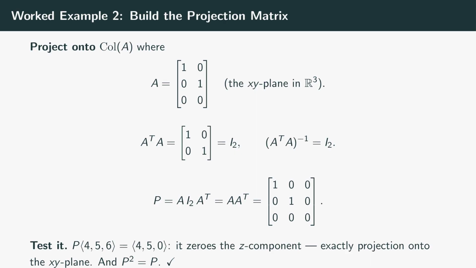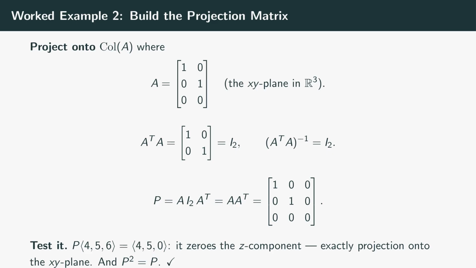Now let's build a full projection matrix and watch it work. Take A to be the 3×2 matrix whose two columns are 1, 0, 0, and 0, 1, 0. These span the xy plane sitting inside three-dimensional space. Follow the formula. First compute A-transpose-A. Because the two columns are already orthonormal, A-transpose-A comes out as the 2x2 identity matrix, and its inverse is again the identity. So the projection matrix P is just A times A transpose.